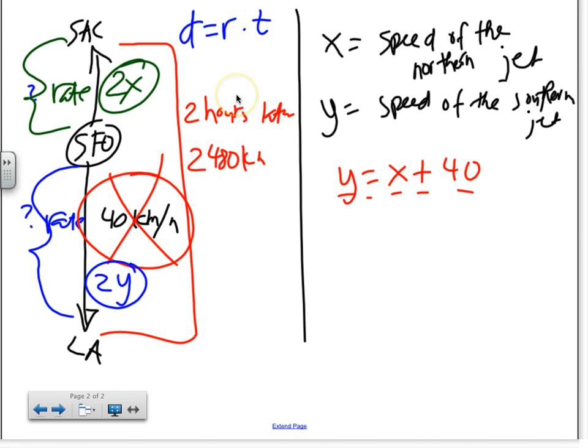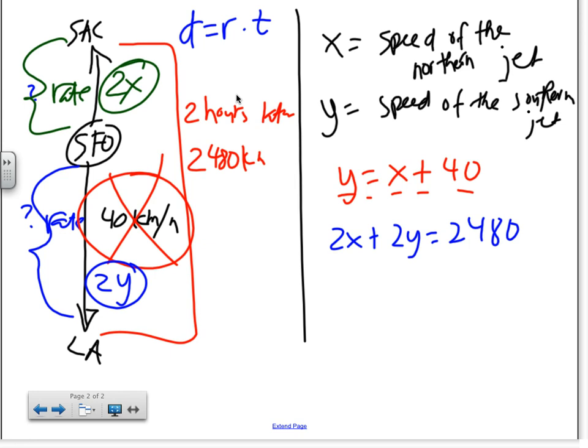Look at the two distances. What can you relate about the two distances with the overall distance? Did they give you the overall total distance apart? So how can you actually tie everything together based on the distance? Yes? 2x plus 2y equals 2,180. Exactly. There it is. The distance traveled by the northern jet plus the distance by the southern jet should add up to the total distance apart. Does this make sense?